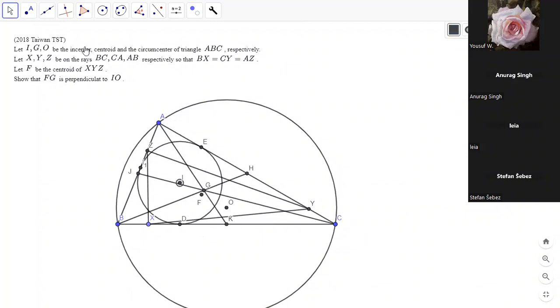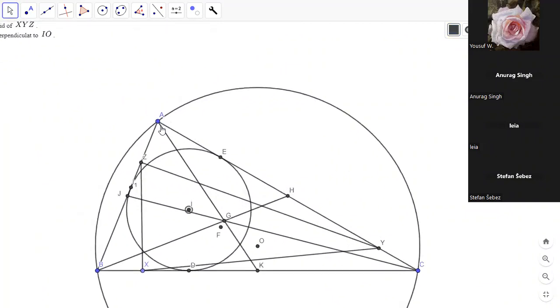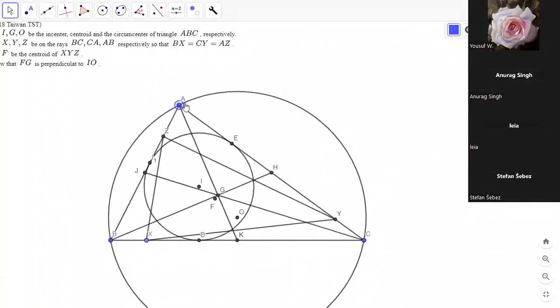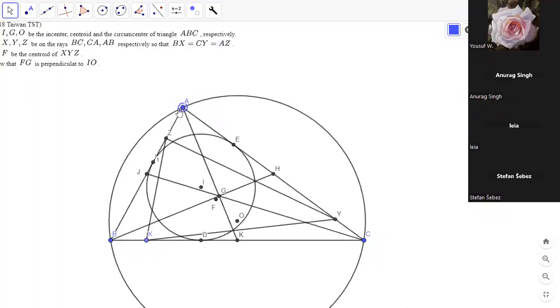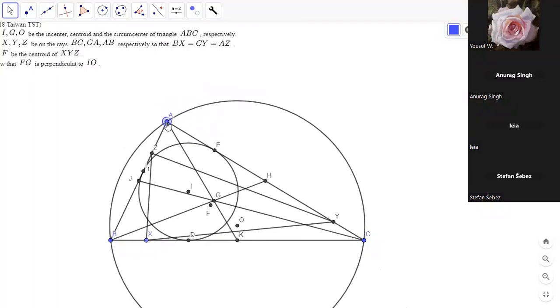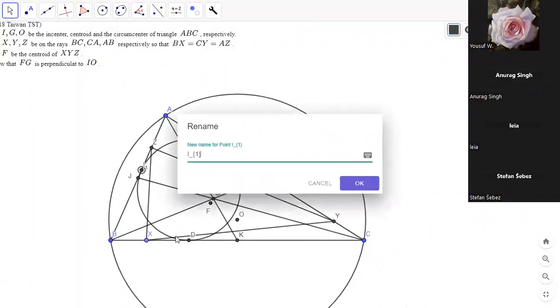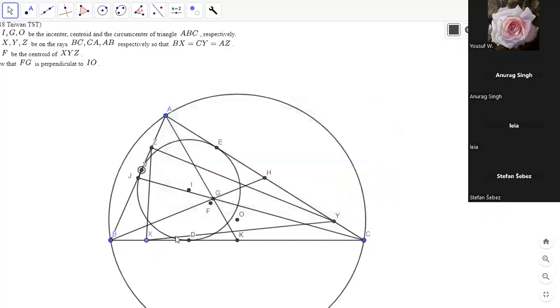We want to show FG is perpendicular to IO. I wonder if IGFO is a rhombus. No, I don't think it's a rhombus. Interesting. Okay, so let's call this, I don't know, B or something.